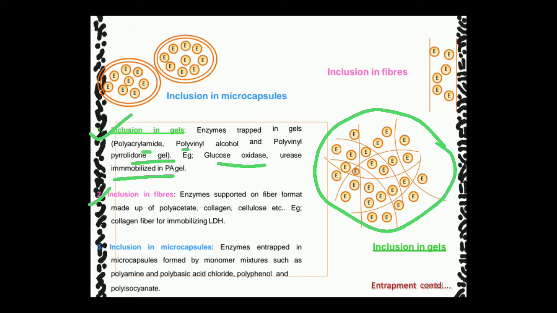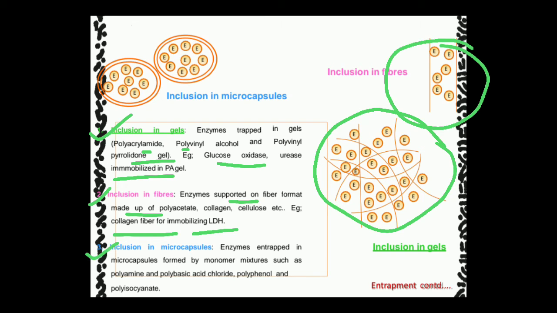Next is inclusion in fibers. Enzymes supported on fiber format made up of polyacetate, collagen, cellulose, etc. Example is collagen fiber for immobilizing LDH. This is the example of inclusion in fibers.